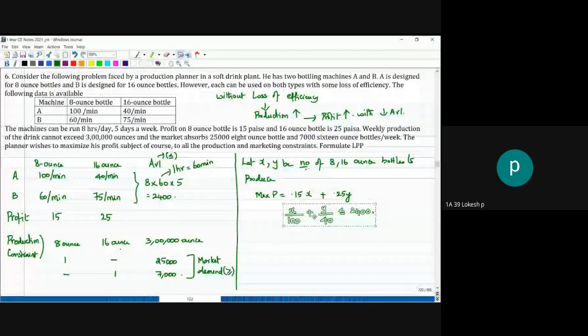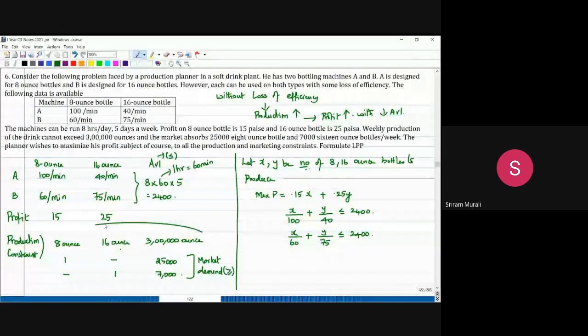Yes, sir. The same way, what is the second constraint? In a given minute, machine A can do 60, but I don't know how many to produce. In the same way, in a given minute, machine B can do 75, but we do not know how many to produce. Both added together, it should be within 2400. And this is another constraint, the production constraint.